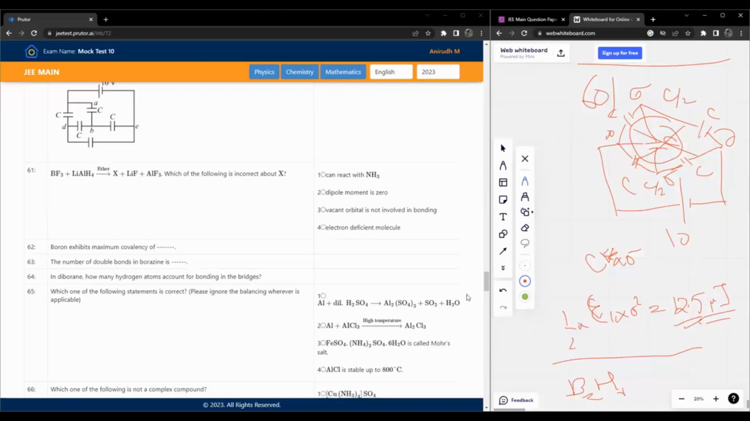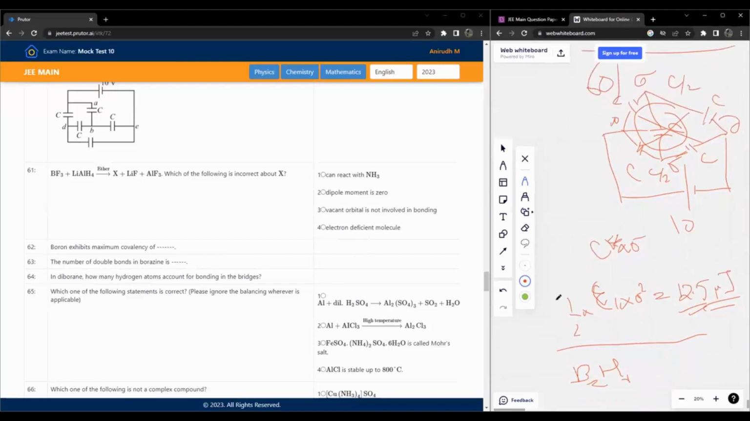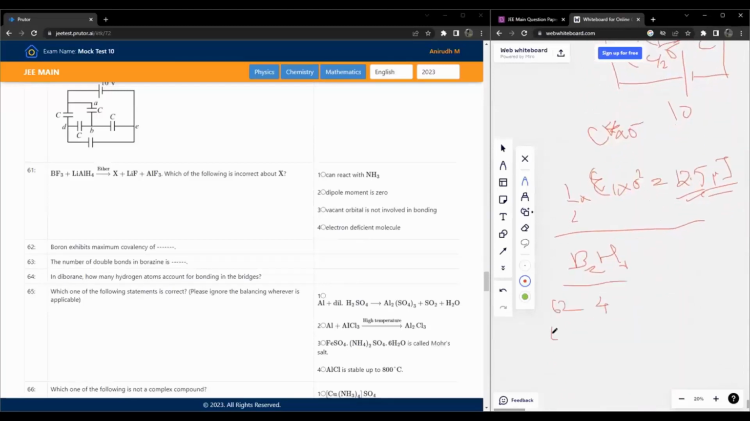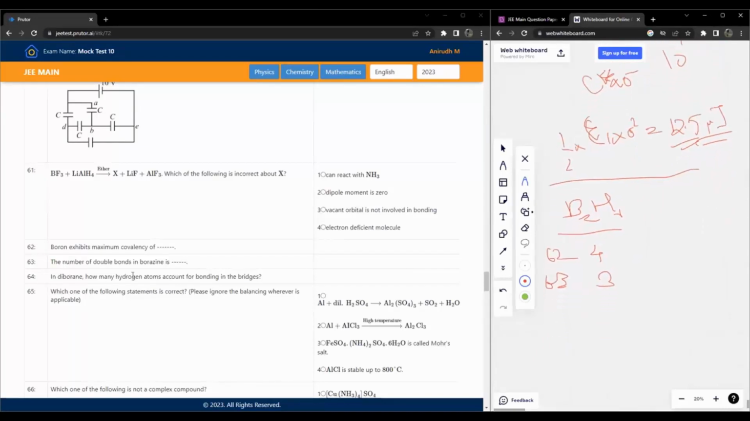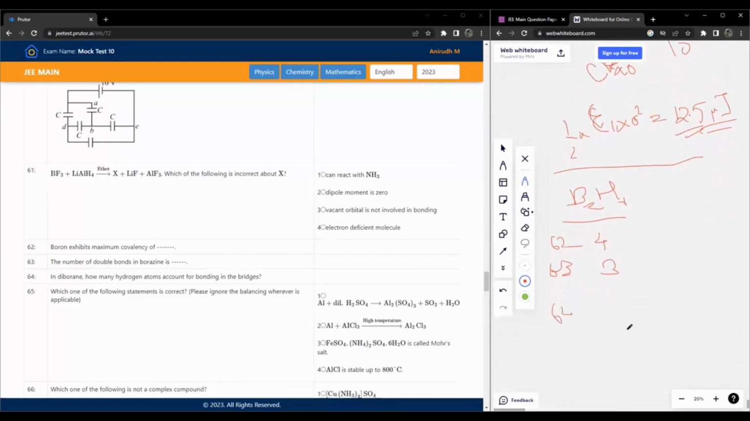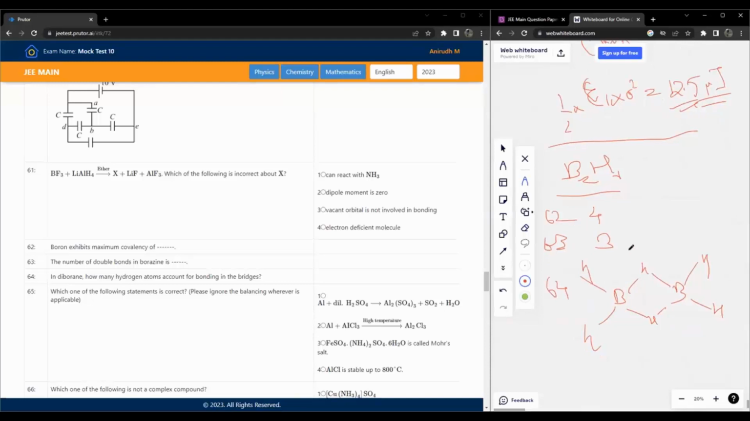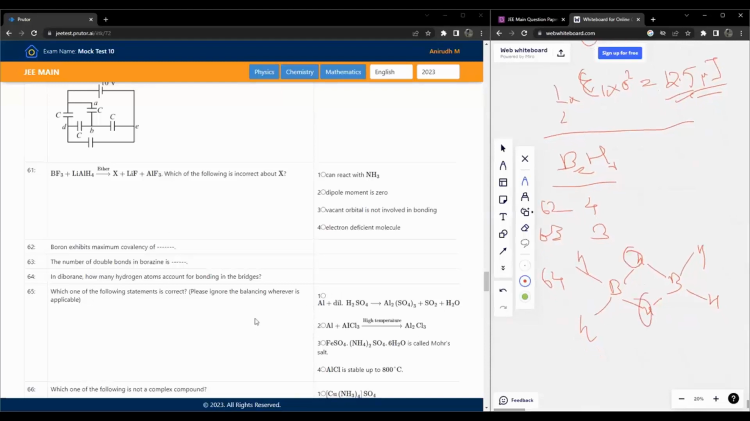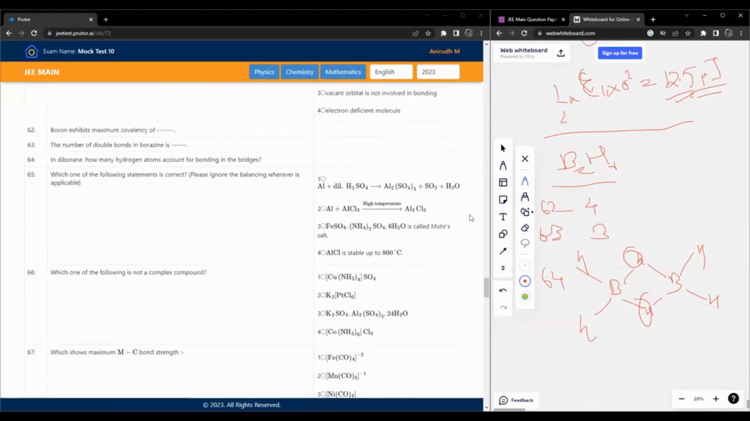The number of double bonds in borazine is, 62 is 4, 63 is 3. In diborane, how many hydrogen atoms account for bonding in bridges? Diborane is basically B-H-B, H-B, H, H, H, H. This is not a double bond. So there are 2 hydrogen atoms in the bridges. That's 2. Right. Following statements is correct. This is right. Aluminium does not react with dilute hydrosulfuric acid.